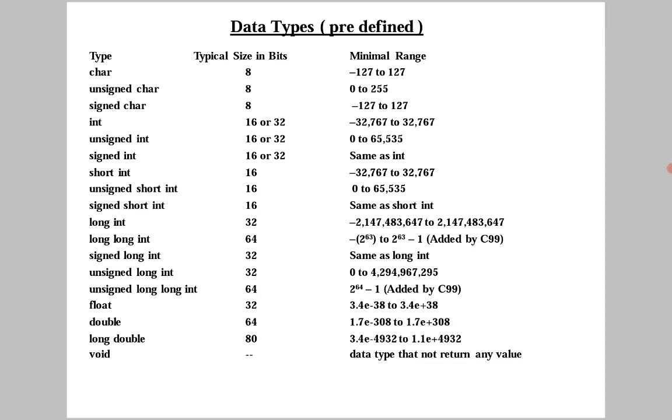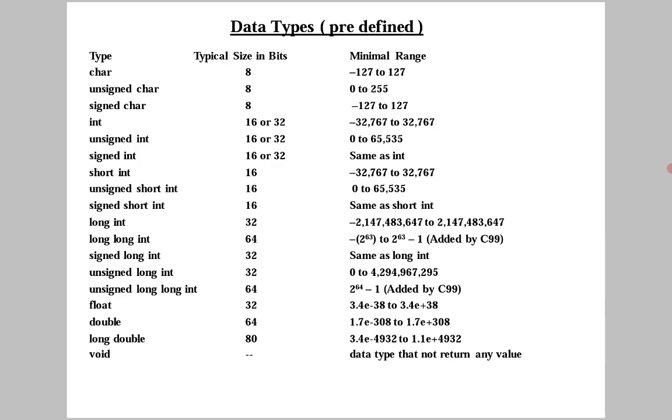Integers generally occupy 16 or 32 bits, which means 2 bytes or 4 bytes. 2 bytes means 16 bits, and 4 bytes means 32 bits. The range of the integer data type is minus 32,767 to plus 32,767.